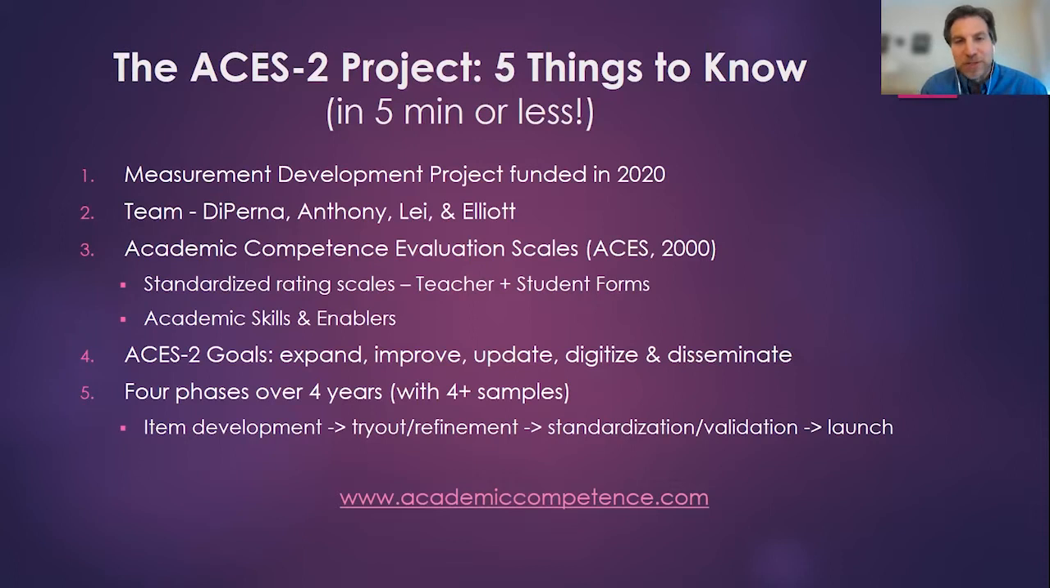The primary goal for this project is to revise and update the Academic Competence Evaluation Scales, which are standardized questionnaires, or behavior rating scales, if you will, that Steve and I developed a number of years ago to assess the skills, attitudes, and behaviors of kids and learners in K-12 settings primarily, although there's a college form as well. It's not really a focus of this particular project. There's a teacher version of that measure, and then a student version. Teachers provide their perspective on their students in their classroom, and students themselves reflect on themselves as learners and assess where they see their strengths and weaknesses.